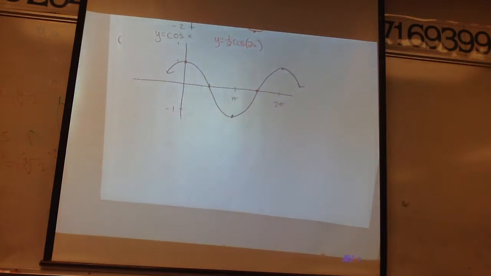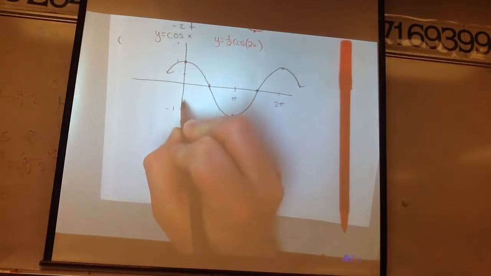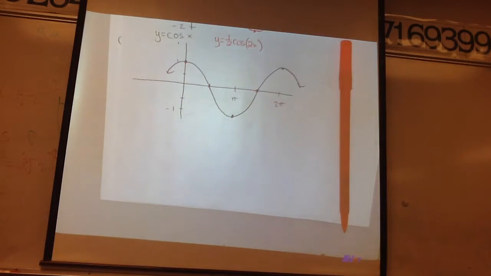How is it going to change? The 1/2 changes the amplitude. What does that mean? It starts at 1/2. Yeah, it starts at half. It's just going to be shorter. That's going to be the highest and lowest: half and -half.